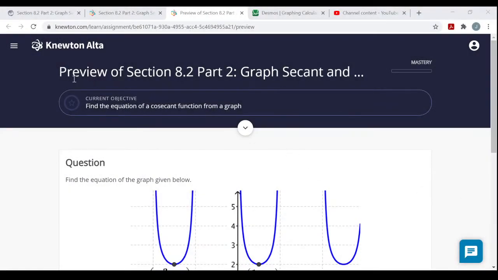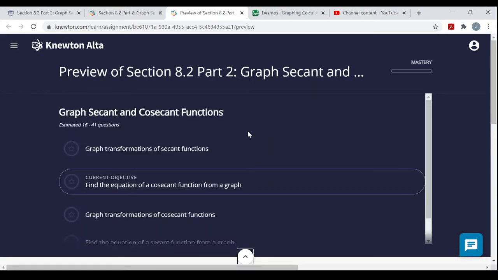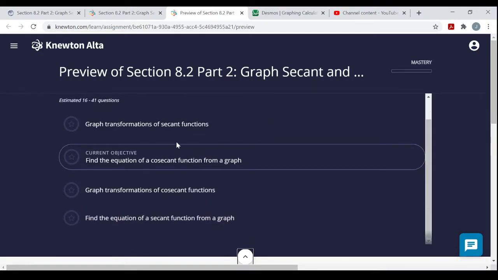Here I am in the preview for section 8.2 part 2. You've got your objectives. There are 4 of them in this particular section: graphing secant functions, graphing cosecant functions, and then finding the equation of a secant or cosecant function from its graph. You're going to see how finding equations for secants and cosecants is very similar to how we found the equation for a sine or cosine graph back in section 8.1.